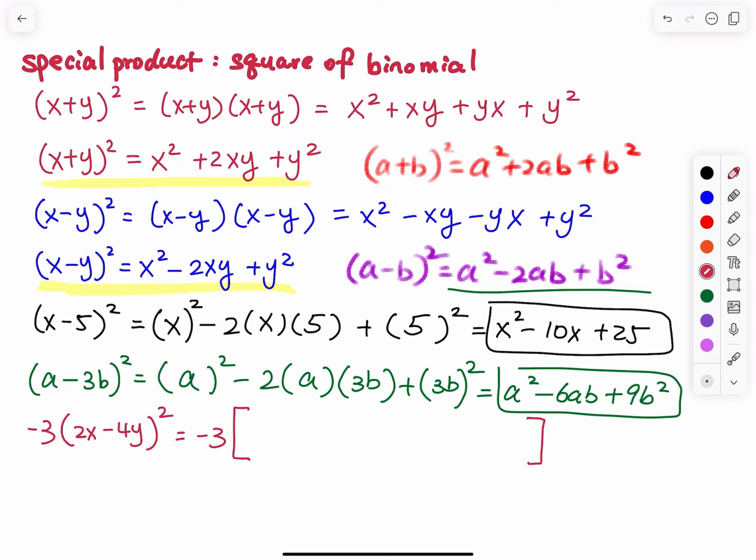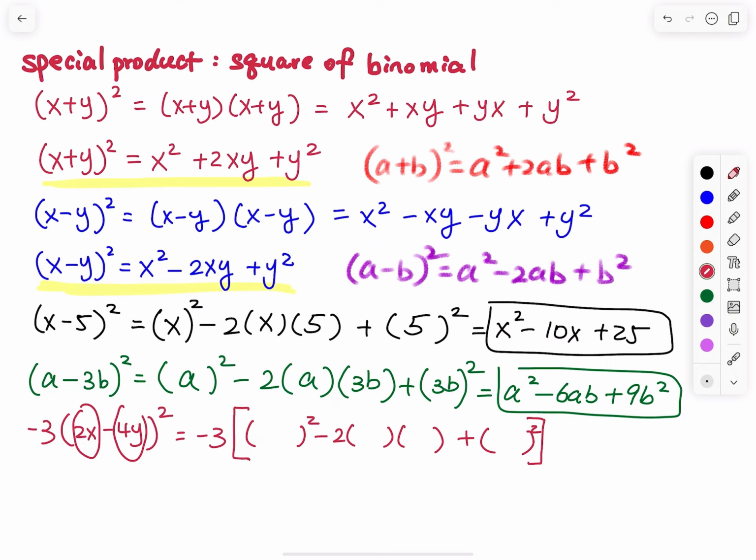It's a minus. Minus, we are using the b, right? So we are using a square minus 2ab plus b square. Okay, so set that up. A square minus 2ab and then plus b square. Oops, forgot the square. What is a? A is 2x, b is 4y.